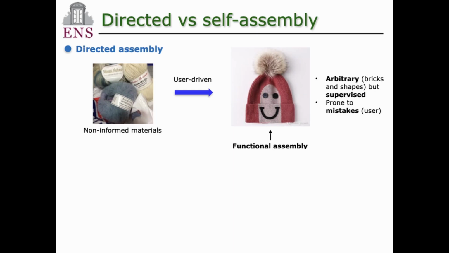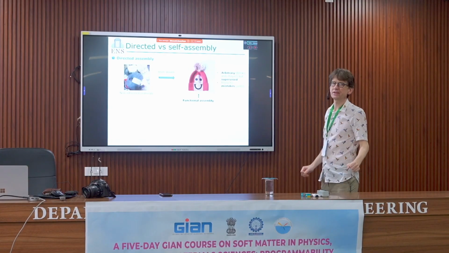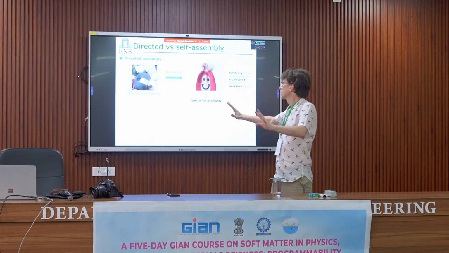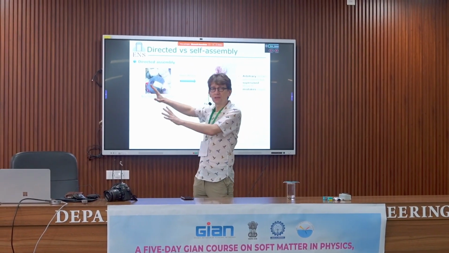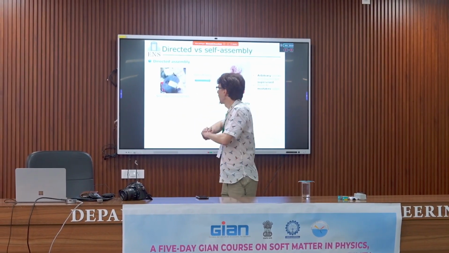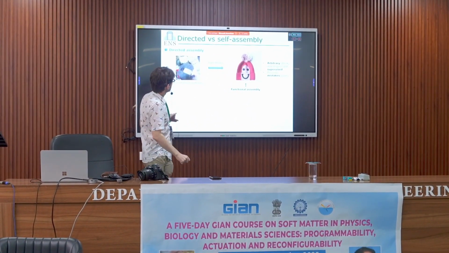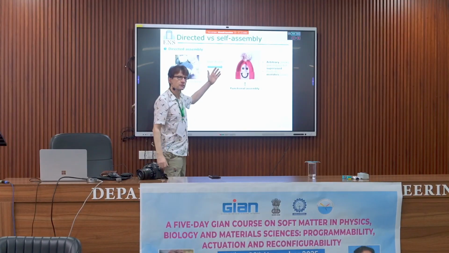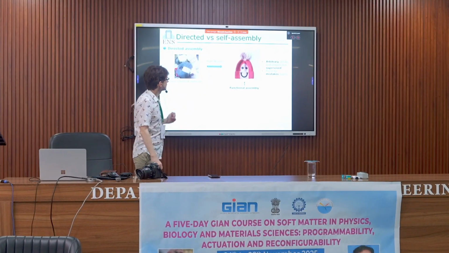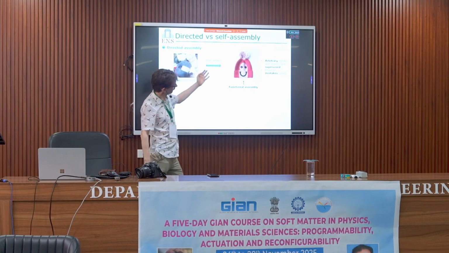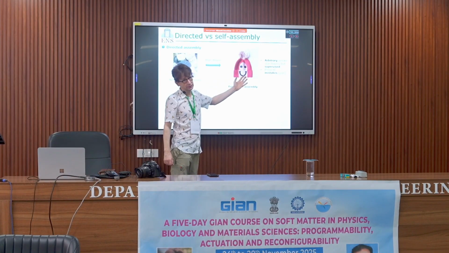So I see two types of assembly. It's my definition. I don't say this is the definition, it's my definition. So I see really two different ways. One is directed assembly. So I take some materials that don't have any information. It can be some wool strands. And then I have a super smart user. And this user will transform this non-informed material into a functional assembly, right?